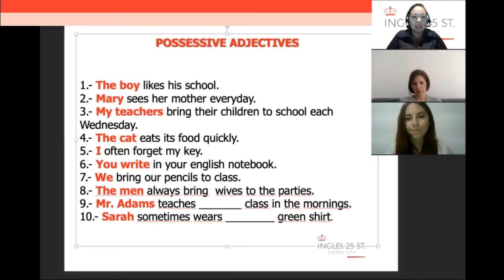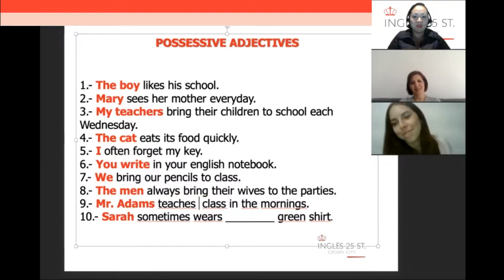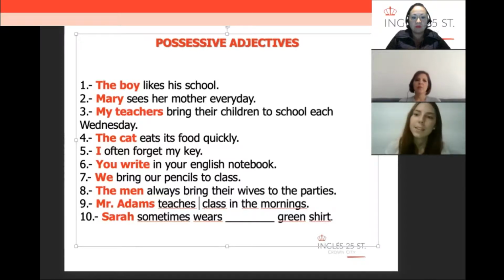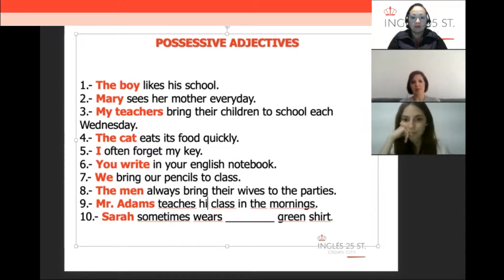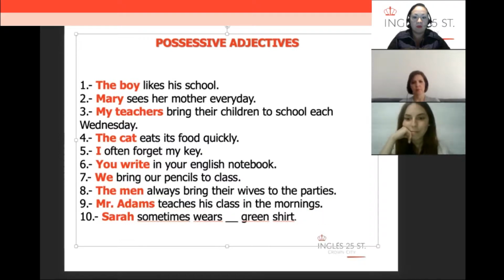The next one, Maria, please. Yes. The men always bring their wives to the parties. There you go. Very good. Thank you. Okay, the next one, Tanya. Mr. Adams teaches his class in the mornings. Okay, excellent. And the last one, Maria, please. Sarah sometimes wears her green shirt. Excellent. Okay, you did great.